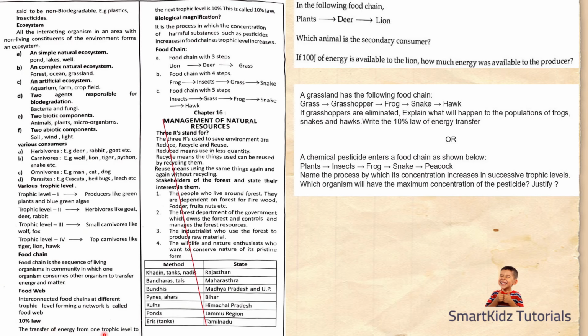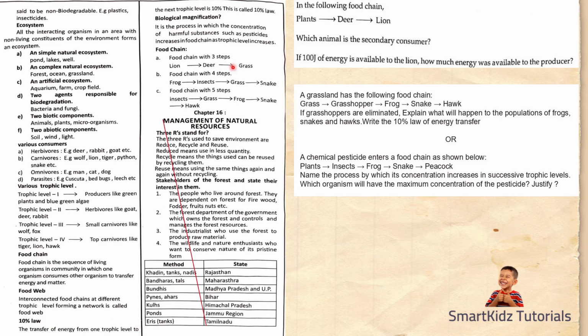10% law says that the transfer of energy from one trophic level to the next trophic level is 10%. This is called the 10% law. And you should remember the fact that it is unidirectional. I eat chicken, so I get energy from the chicken, but I can't give my energy back to chicken because the chicken can't eat me. So that way, it is unidirectional, one way flow of energy. And at every step, 10% is passed on and the rest is lost.